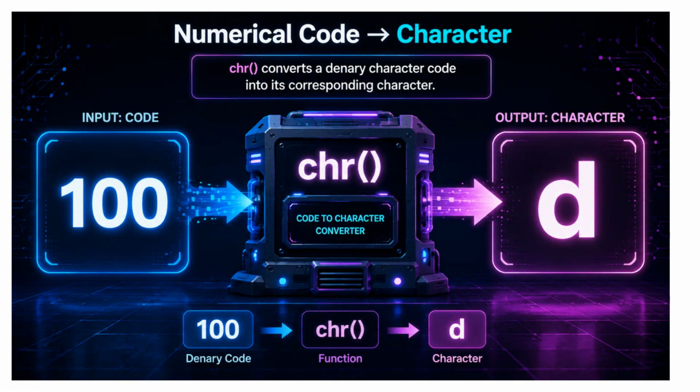Now let's look at the CHR function. The CHR function works in the opposite direction to ORD. It takes a numerical character code and converts it into the corresponding character. For example, we have the denary code 100. When we use CHR 100, the result is the lowercase character d. So we can think of it like this: CHR 100 is d. Remember, CHR takes a number as input and returns the corresponding character as output.